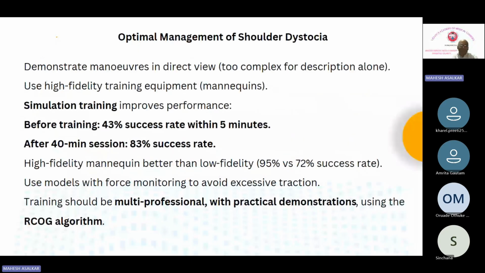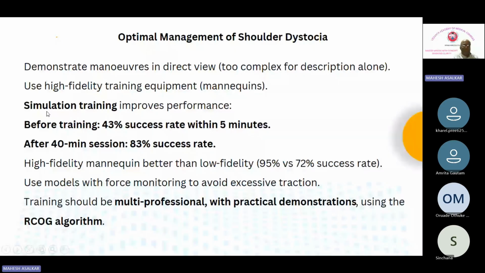What is the optimal management of shoulder dystocia? Demonstrate the maneuvers in direct view, as they are too complex for description alone, and use a high fidelity training program. These are not for the examination, but they will ask you what kind of team training will be required. So simulation training will improve the performance. Remember that you are the team leader and you have been asked to decide or train your team regarding the shoulder dystocia maneuvers. So simulation training is going to be helpful.